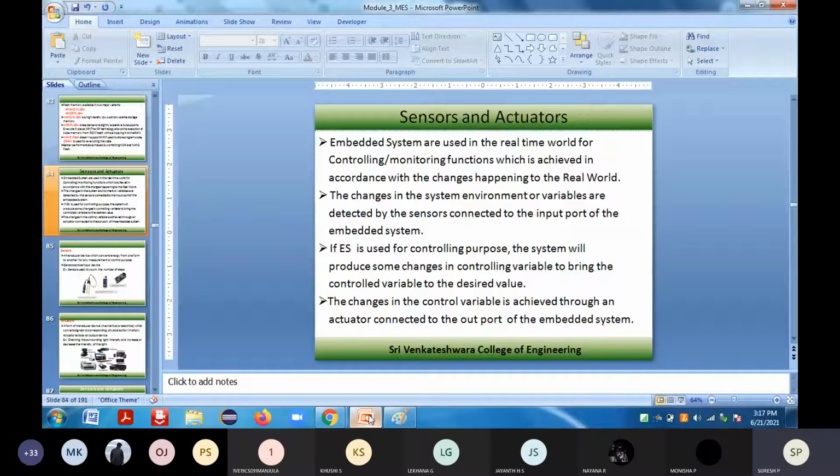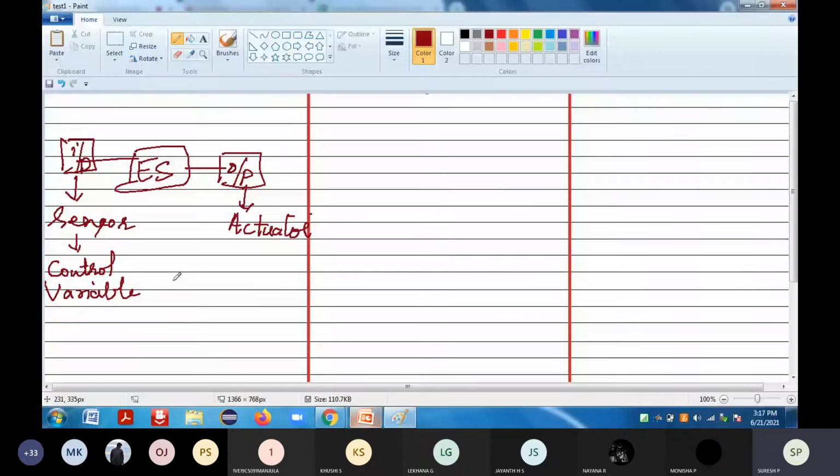Now, the changes in the system environment or variables are detected by the sensors. These sensors detect what is happening in the outside world. Depending upon that, the embedded system will process it, similar to your microprocessor. After processing, it has to take action, right? The actuator is going to take the action. What action does it have to take?